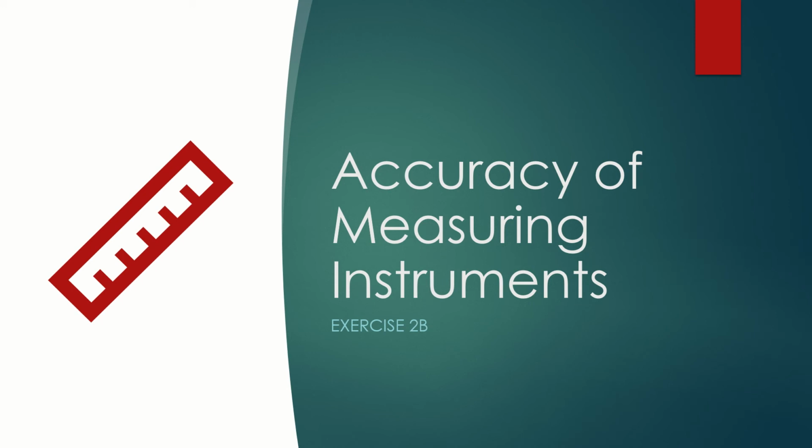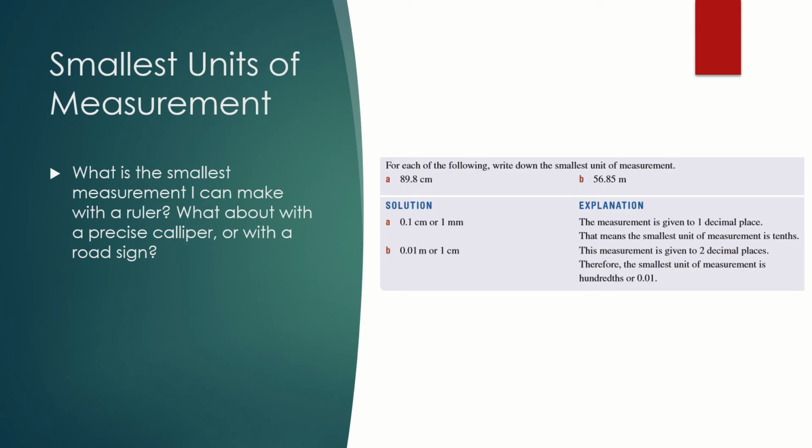Another example of a measuring instrument might be something like a measuring cup in your kitchen, or a thermometer. The measuring cup would measure a quantity like volume, whereas the thermometer would measure a quantity like temperature. So we have all kinds of measuring instruments. What's important to us is how do we determine how accurate they are? So let's flip on to the next slide.